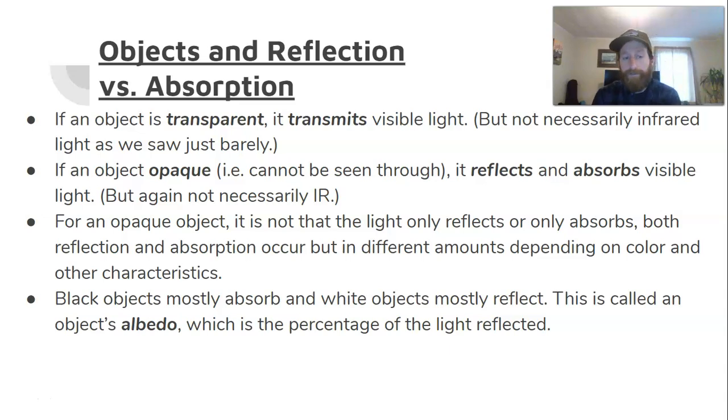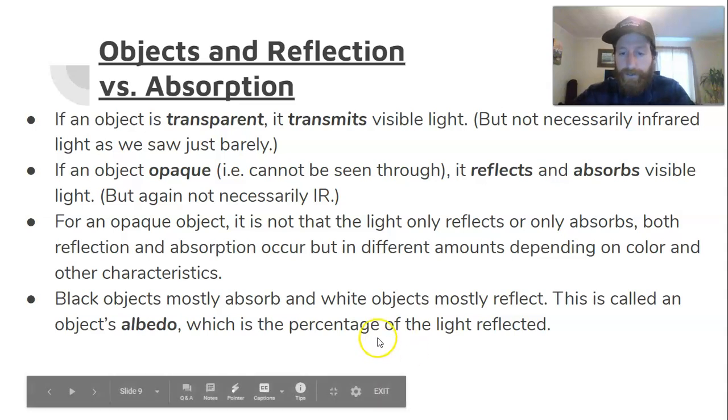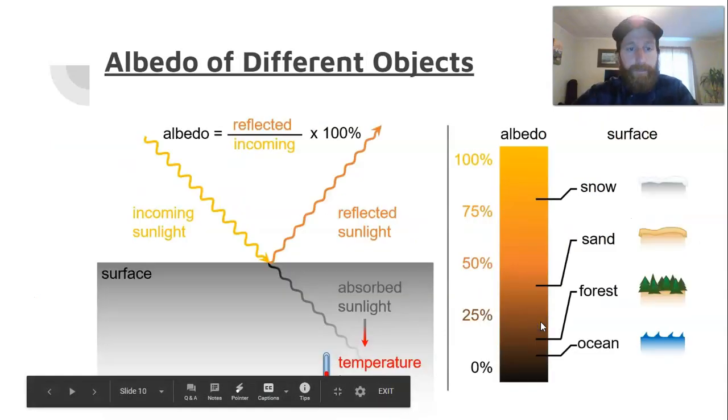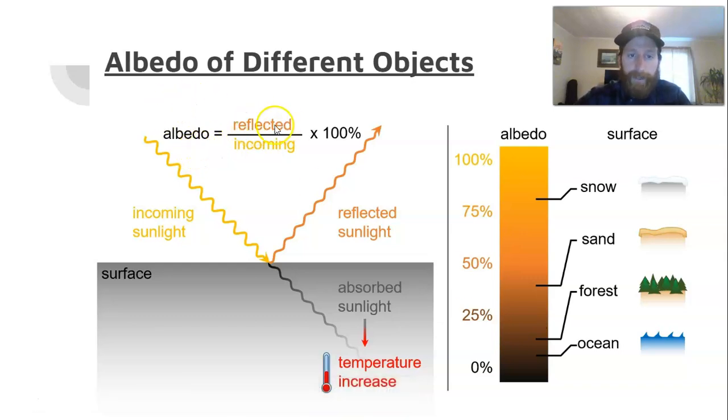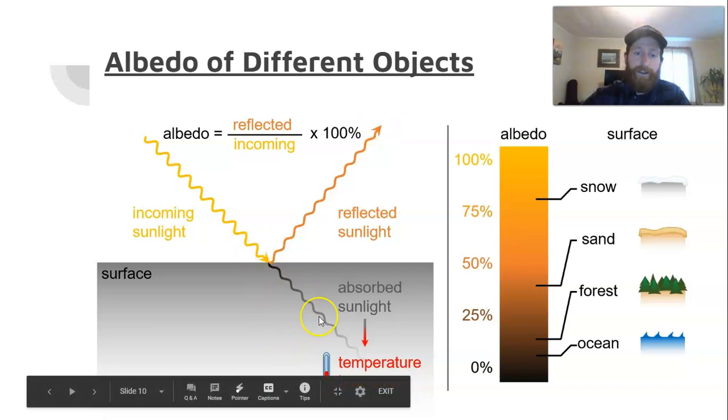And then a measure of an object's ability to reflect is called the object's albedo, which is the percentage of the light reflected. So, albedo equals the amount of light reflected divided by the total light coming in, turned into a percentage. But there's still the other slice of the pie that is being absorbed and converted into an increase in temperature.